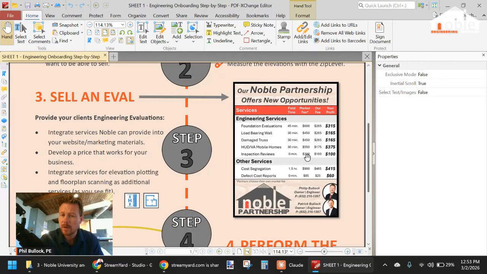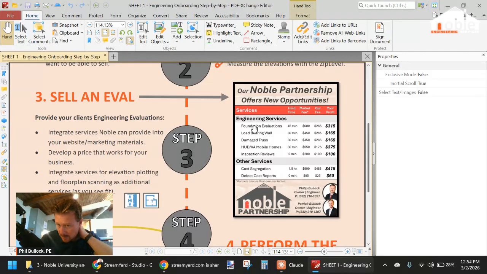Geographic area plays a little part in it, but not that much. Engineering firms that are well established and that do this very, very frequently typically charge more money. I've seen foundation evaluations like these go for up to $900, $1,000 for a normal home, and usually they don't go below $550 or so. Load-bearing wall and damaged truss evaluations are certainly a little bit on the less expensive side, but $450 is a good price for those.